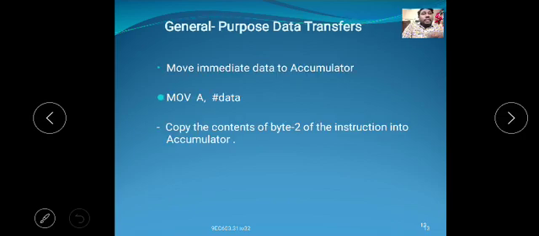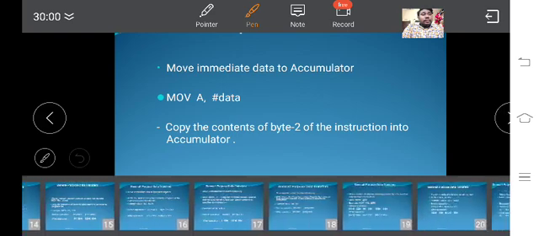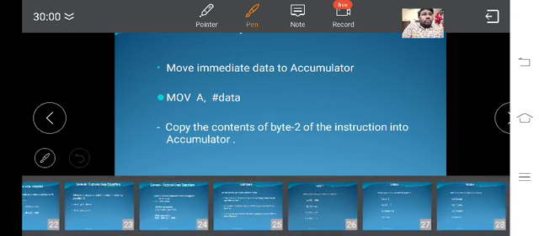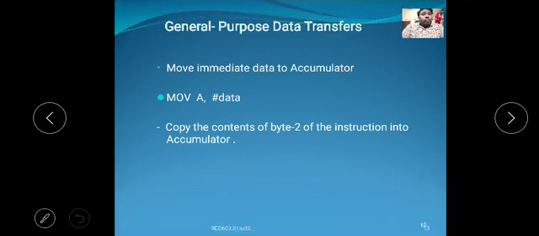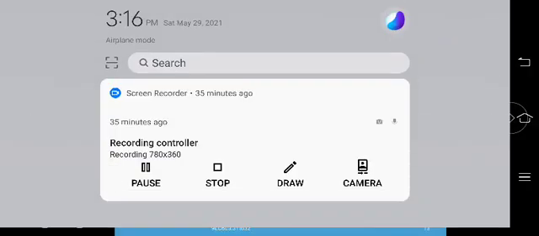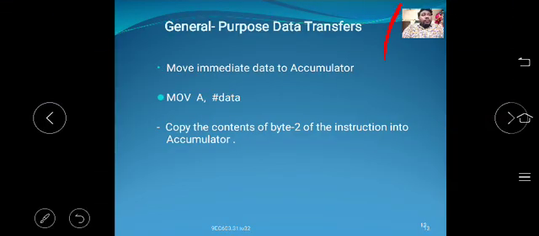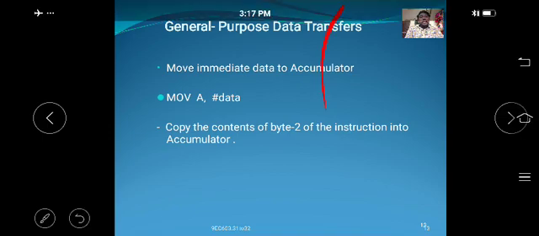In the general purpose data transfers, move immediate data to the accumulator: MOV A, #data. This copies the contents of byte 2 of the instruction into the accumulator.